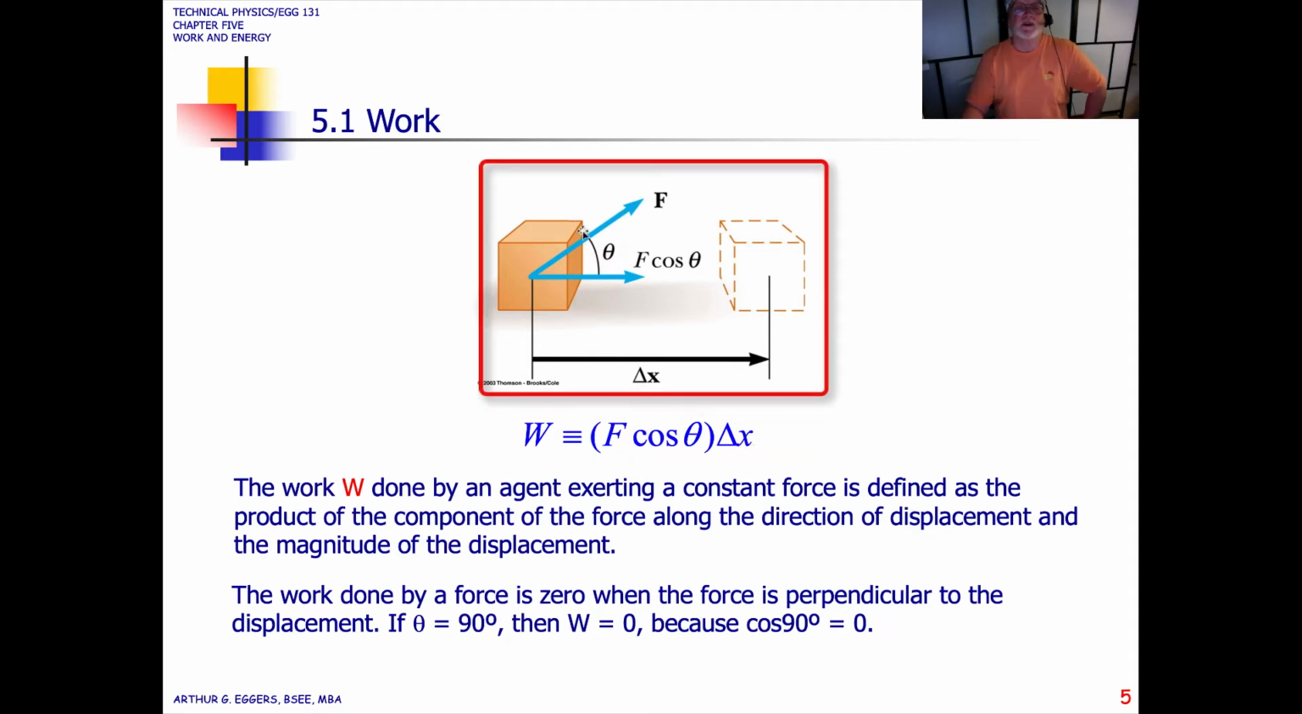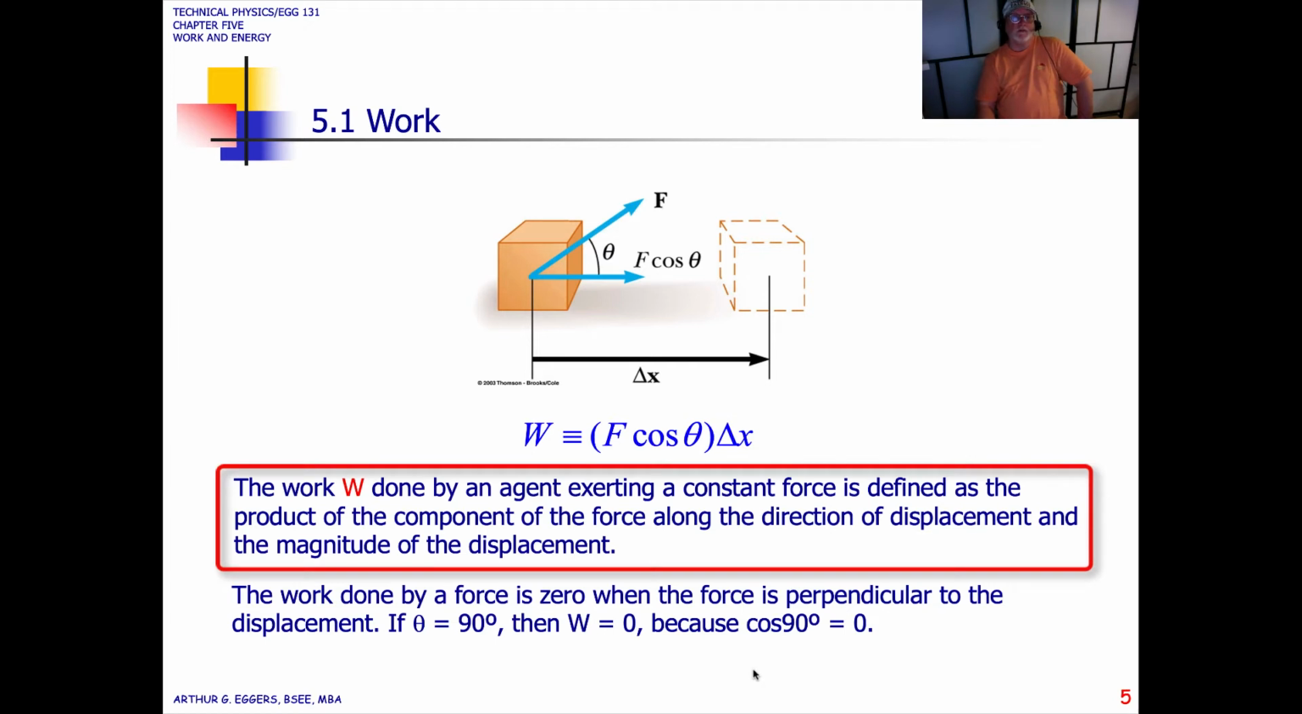And if we look at this pictorial here, you can see if we've got a rope pulling up on this box and the force is at say between 30 and 45 degrees, then the work associated with it is going to be based upon that angle, cosine theta, and then multiplying it times the distance that we move the box. So the work W done by an agent exerting a constant force is defined as the product of the component of the force along the direction. That's key. The force along the direction of displacement and the magnitude of the displacement.